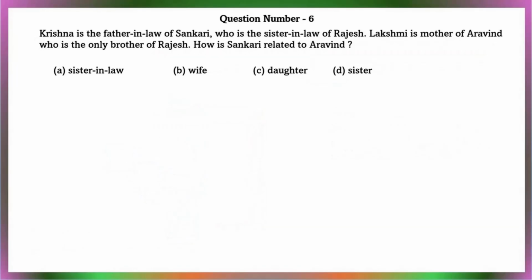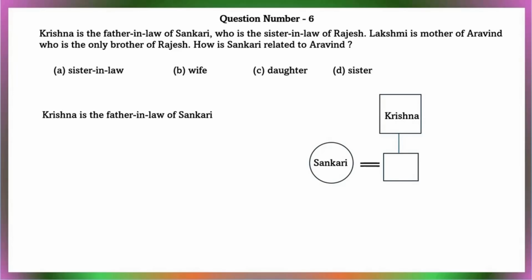Question 6. Krishna is the father-in-law of Shankari, who is the sister-in-law of Rajesh. Lakshmi is the mother of Aravind, who is the only brother of Rajesh. How is Shankari related to Aravind? Given that Krishna is the father-in-law of Shankari, it means Shankari is married to Krishna's son. Next, Shankari is the sister-in-law of Rajesh. This tells us that Rajesh is the brother of Shankari's husband.